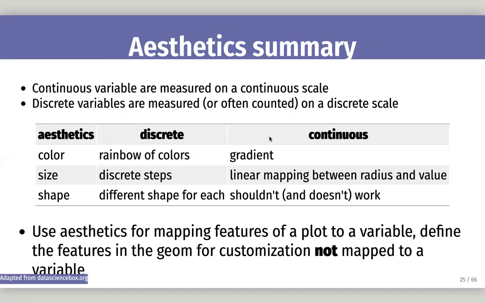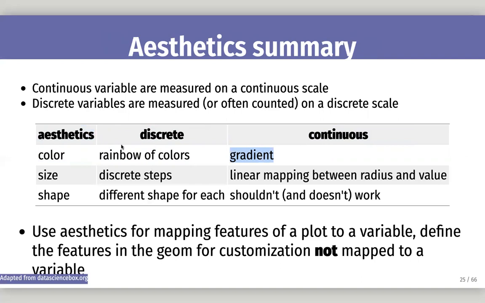Okay, so an aesthetic summary. This gives a little bit of an idea of when to use different aesthetics. Continuous measures are measured on a continuous scale. Discrete variables are often measured or counted on a discrete scale. And what aesthetic you'll use for each of these is going to be slightly different. So if you're interested in the color aesthetic, if you have a discrete variable, like a count variable or something categorical, it will use a rainbow of colors to show, versus if you have a continuous variable, it would use a gradient of colors to show those differences.